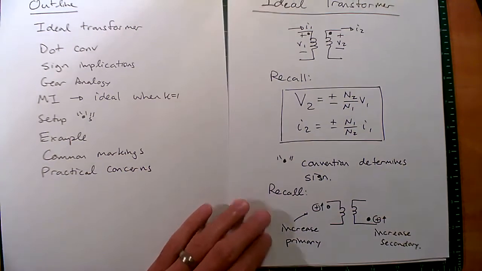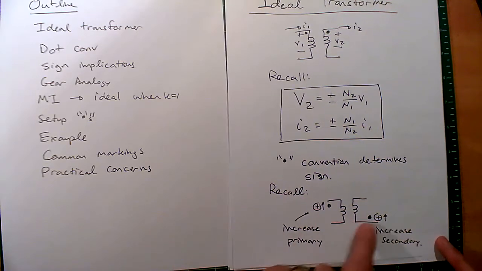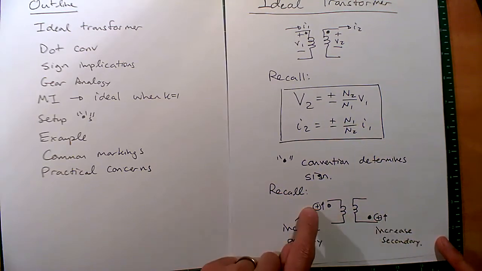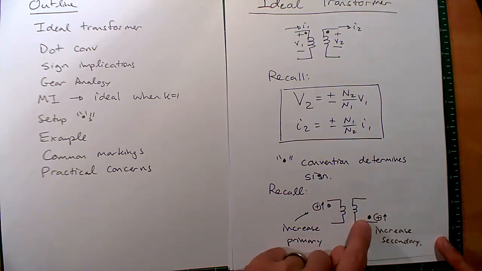If you have a dot on the primary side and you increase either the voltage or send current in, you're going to increase charge on the other side. So if you increase charge on the input, you're going to increase charge on the output where the other dot is. And that's either going to send current out or build up voltage on that side.